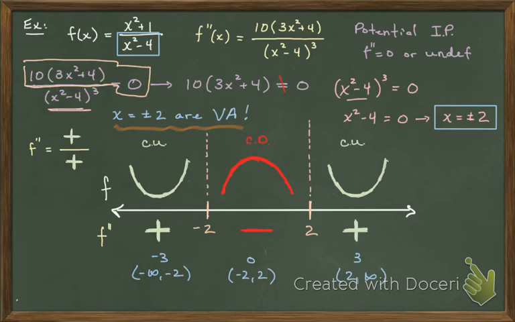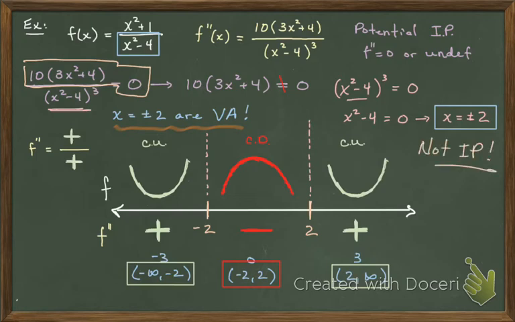Okay, so I've got no inflection points here, but I've got 2 intervals where we're concave up and 1 interval where we're concave down, just no inflection points. Okay, plus or minus 2 are not inflection points, even though I'm changing concavity around those points. I still have asymptotes there.